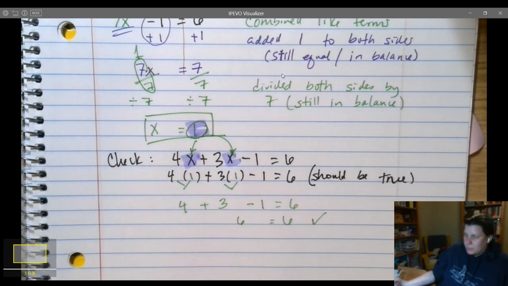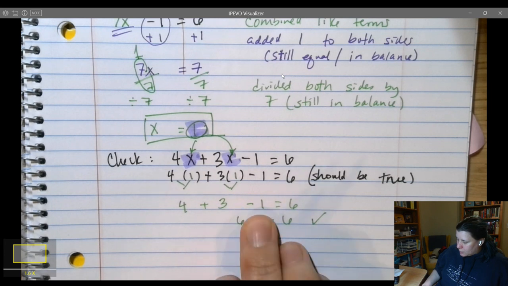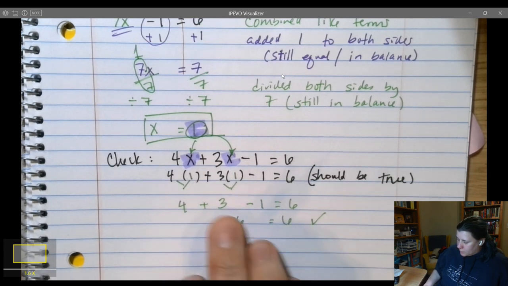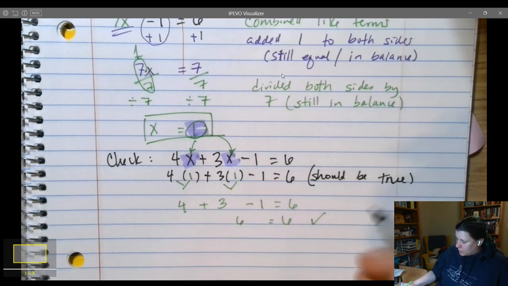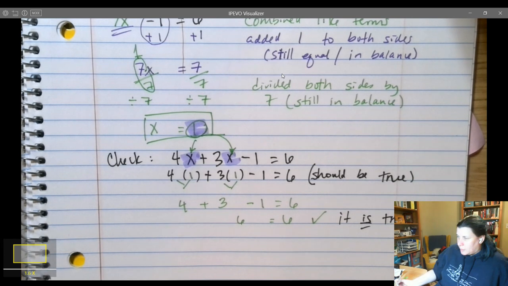If x really does equal 1, if I've solved it correctly, and then I just evaluated. 4 times 1 is 4, plus 3 times 1 is 3, minus 1. That should be 6. 4 plus 3 is 7, minus 1 is 6. So 6 does equal 6. It is true. And I'm going to give myself a little happy face because that makes me happy.